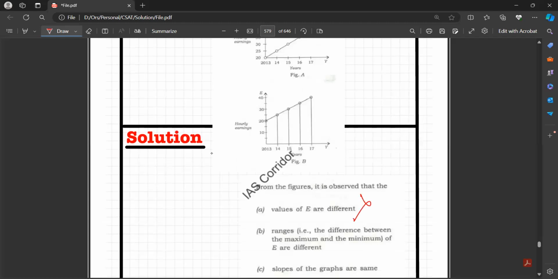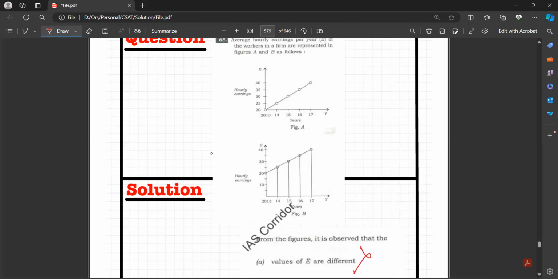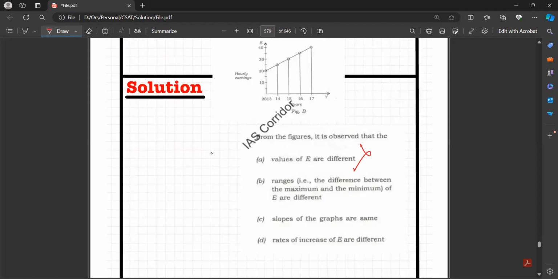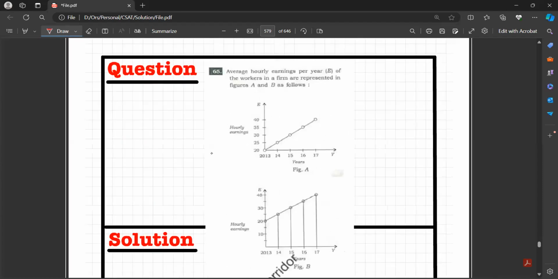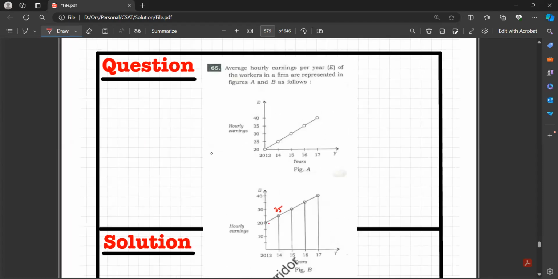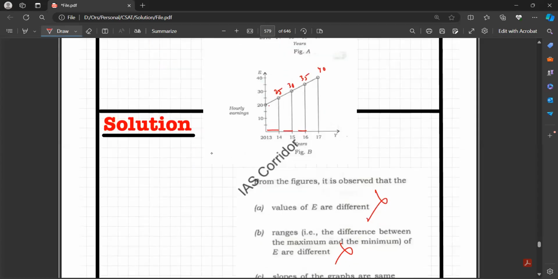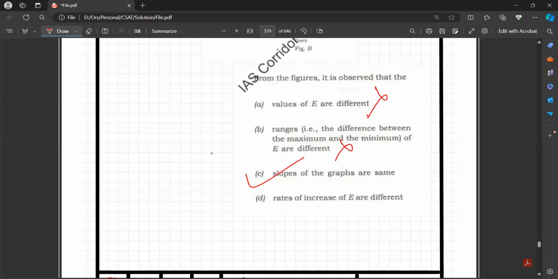Ranges, the difference between the maximum and minimum E. 40 minus 20, above it is 20, below also it is 20. This is wrong. Slope of the graph are same. Let us see slope of the graph. Here it is 20, after that 25, next 30, next is 35, next is 40. Change here is 1. What is slope? y2 minus y1 divided by x2 minus x1. Here see, change is 1 year each, 20, 25, 30, 35, 40. So the slopes are same. Got it? So D, C will be the correct choice.